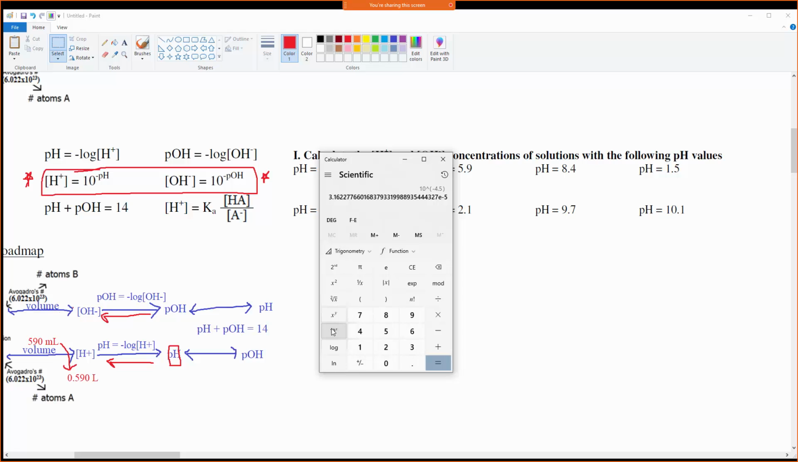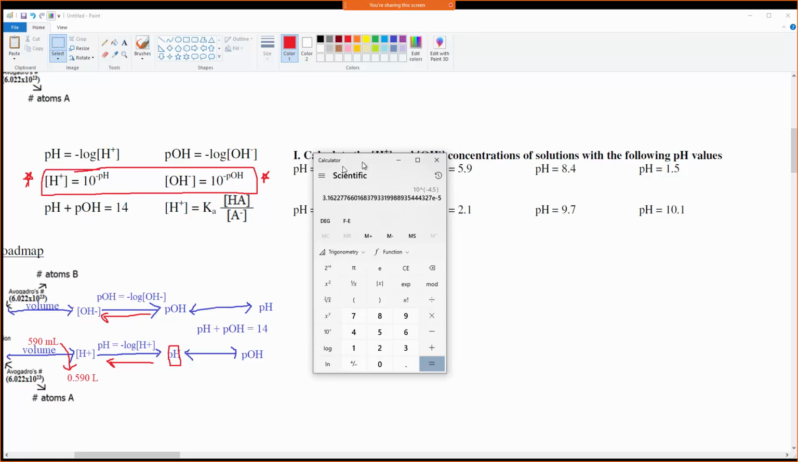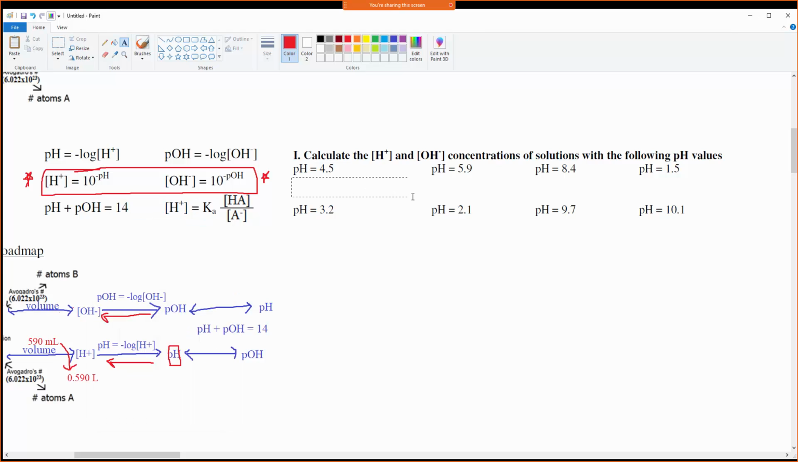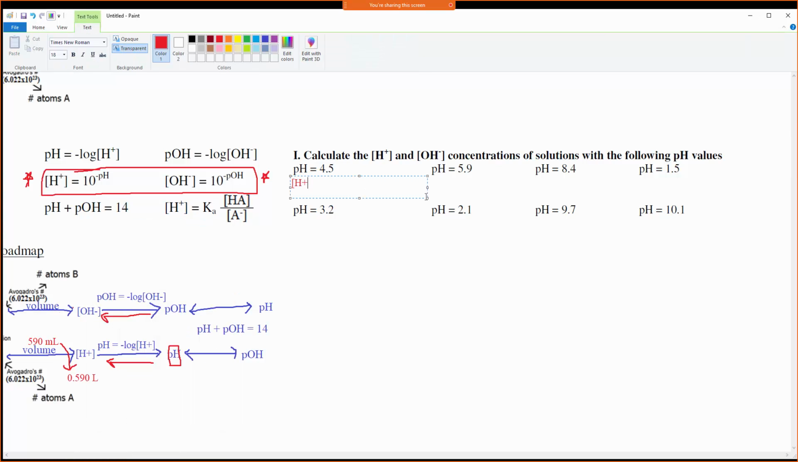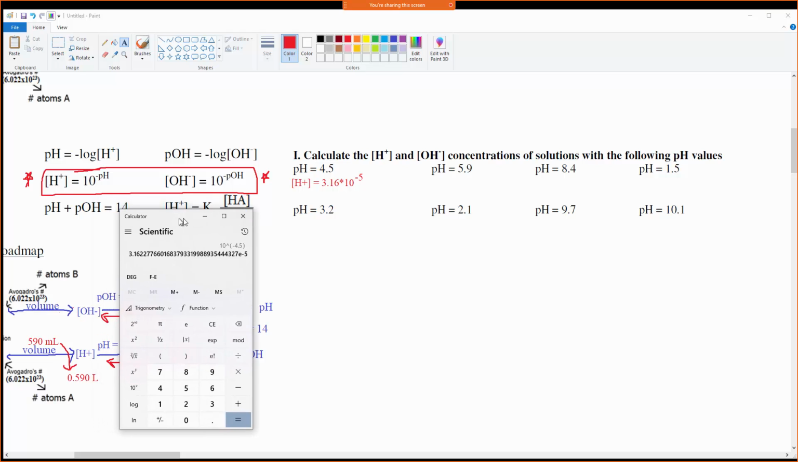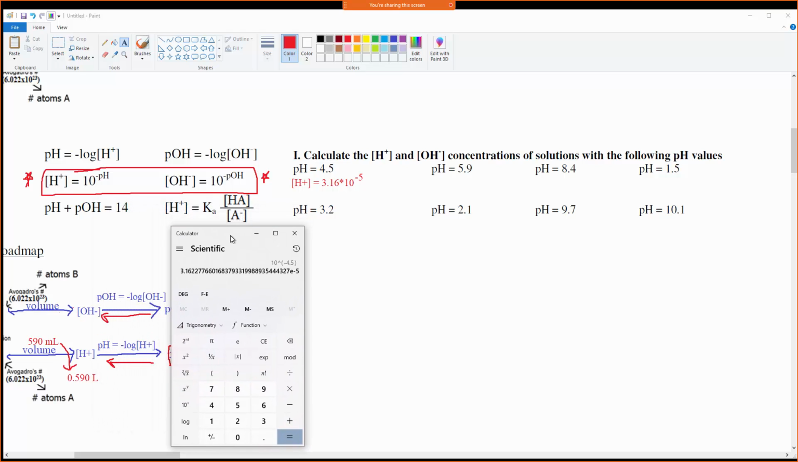Does the caret work for you, Erica? Good, yeah. And it's very, very clear. Okay, so that gives me 3.16 times 10 to the negative 5th for my H plus. Perfect. Oh yes, Sarah says 10 to the X works on hers. Okay, good. All right, so that's how we found the H plus, but they want us to find the OH minus too.